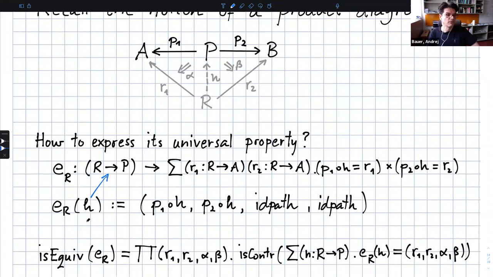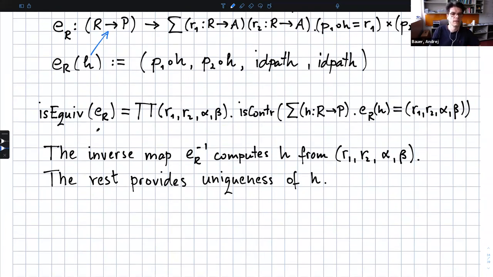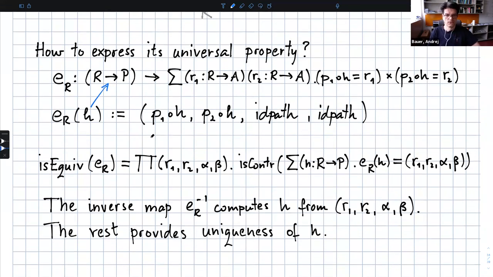But now we just look at what it means for this E to be an equivalence. What do we get? Well, you spell it out. To say that this thing is an equivalence means that for everything in the image, so this is the codomain, for every element in this codomain, so that's going to be a quadruple, R1, R2, alpha and beta, right? Because alpha and beta are paths like that. So for everybody there, the homotopy fiber is contractible. But what is the homotopy fiber? The homotopy fiber is, you take all those maps H that are mapped to this particular quadruple.